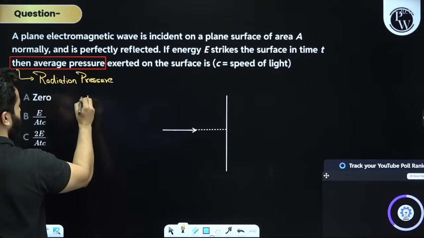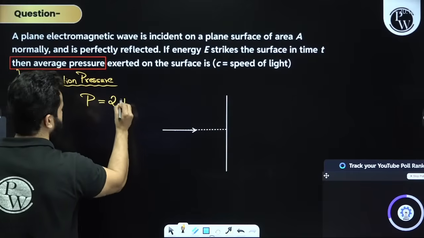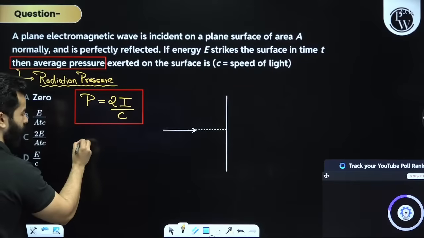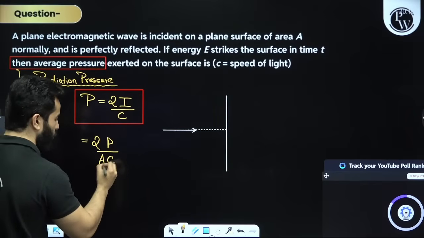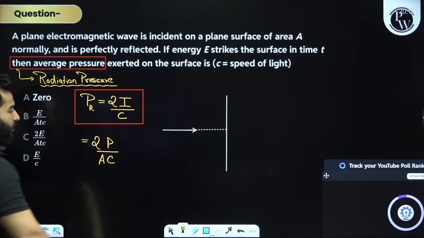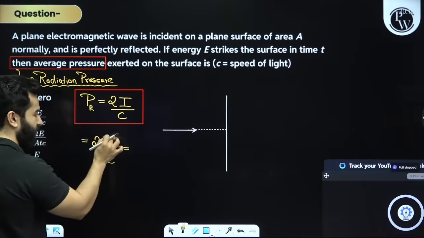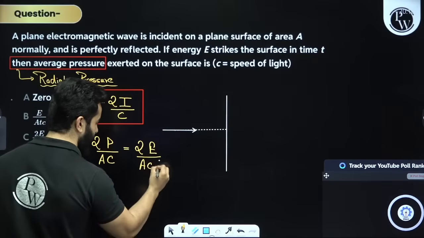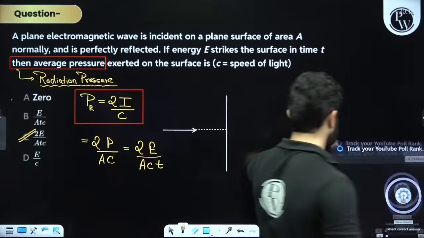Now the formula for radiation pressure is 2 times intensity divided by speed of light. Dosto, intensity can be written as power divided by area. So 2P divided by Ac. Please remember this is radiation pressure, and this is power. Power can be written as energy divided by time. So 2E divided by Act. This is going to be the correct answer. Option number C.